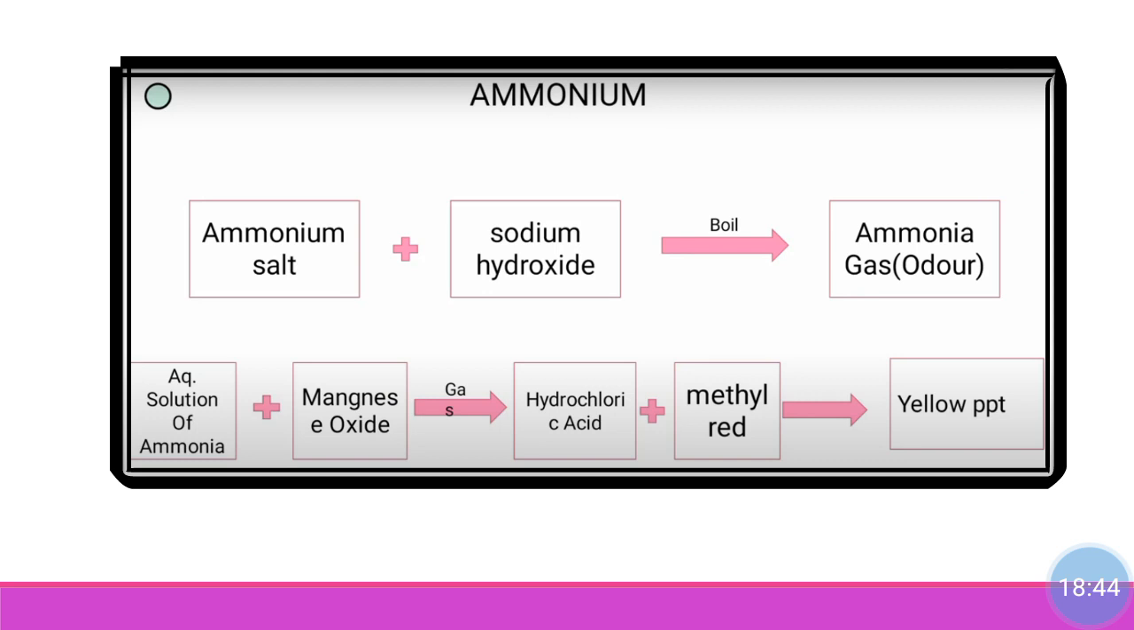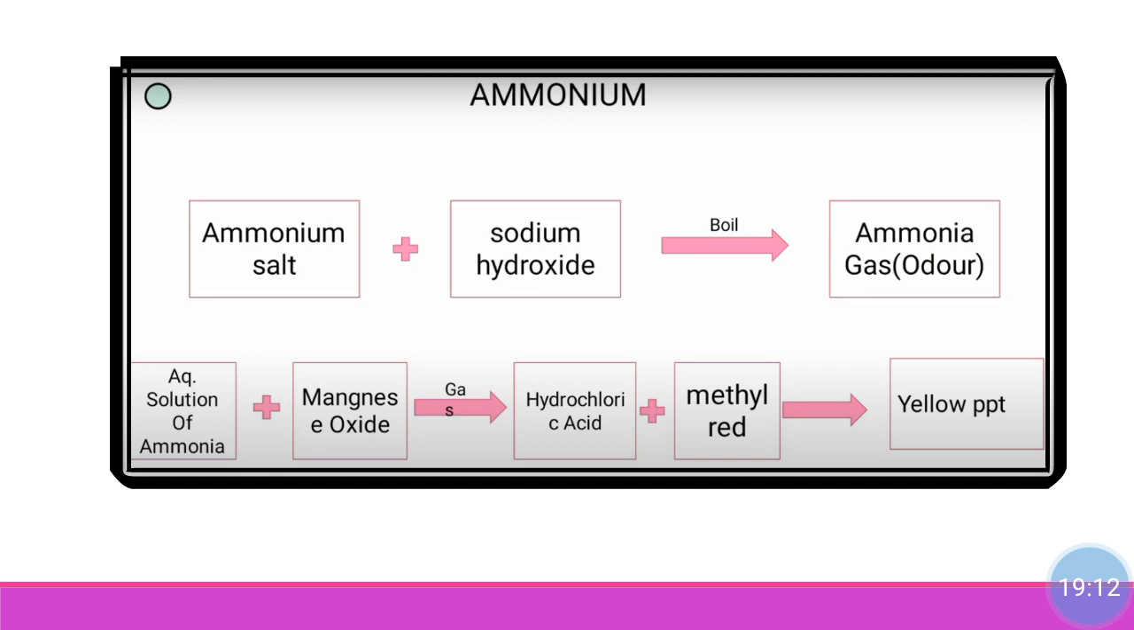Then after that, next test is for ammonium. So ammonium salt, when it reacts with sodium hydroxide, that is NaOH, when we boil it, then ammonia gas is formed. See, this ammonia has a particular odor. Anyone can easily recognize that odor of the ammonia. So from the odor of the ammonia, we can identify this.